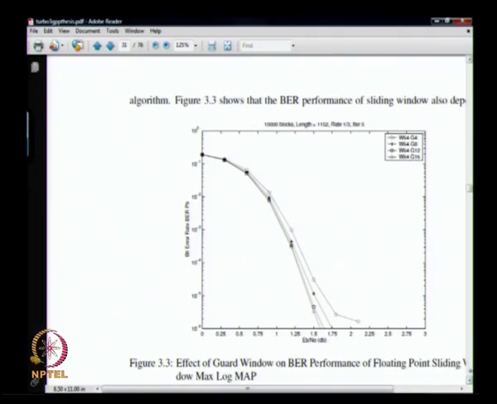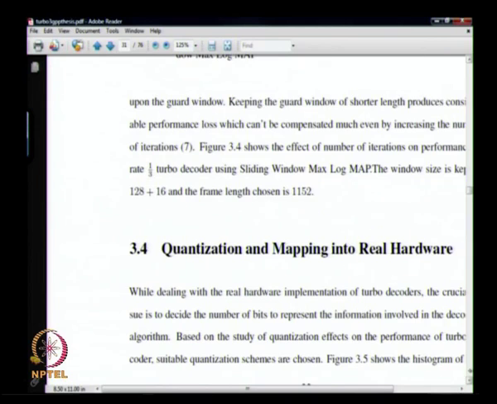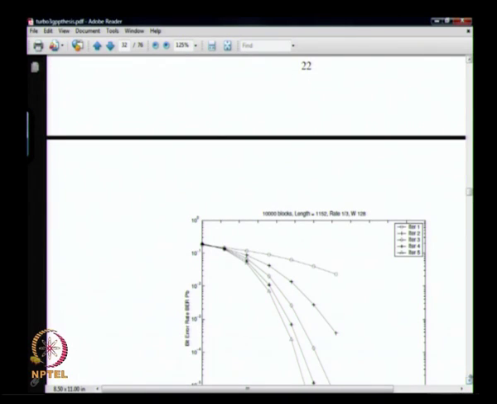If you go to a company and you have to implement a turbo code, this is what you will be doing. First you write a MATLAB program and then you test all these parameters. You simply keep simulating with different parameters, plot these curves, and pick the parameters that give you good performance. So this is for the effect of guard window. And then quantization is the next part.